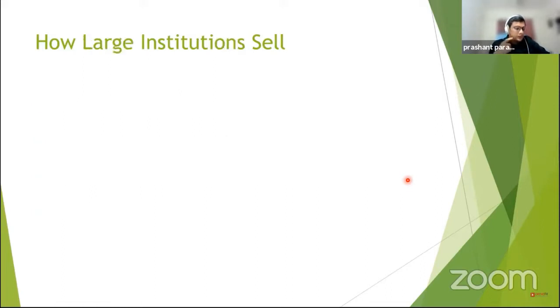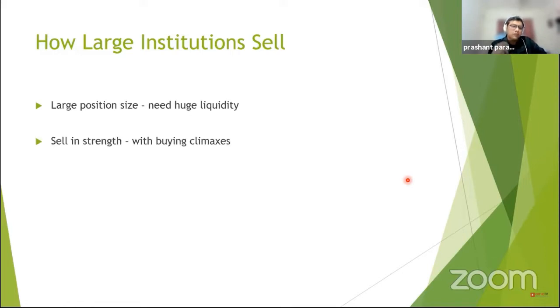Then there are large institutions, and large institutions need huge liquidity when they are going to sell. And they do not sell very easily. If they have accumulated over a period of 2 months, 3 months, or 2 years, then they keep on holding it for a longer duration of time. And they want good liquidity at the time of their exit. Because without liquidity, if they start selling, then prices will fall very rapidly, because they have a lot of shares which can make the markets crash. So they need good liquidity at the time of their selling. So what do they do? They sell in strength.